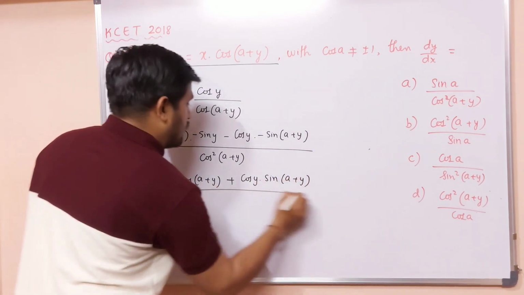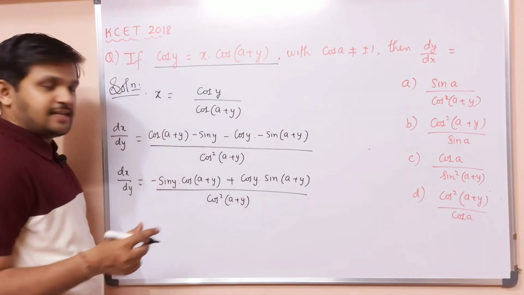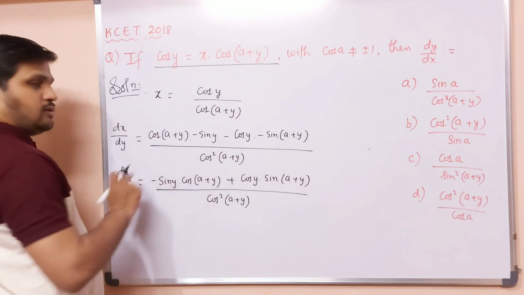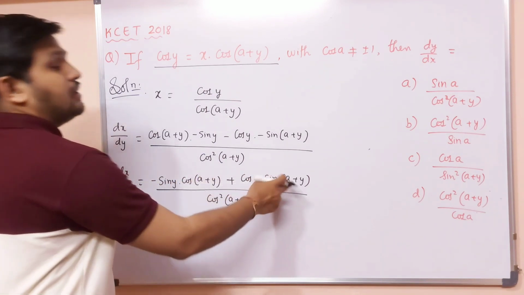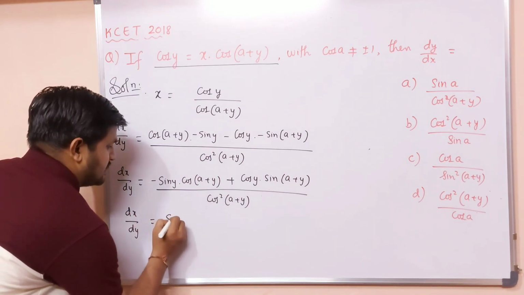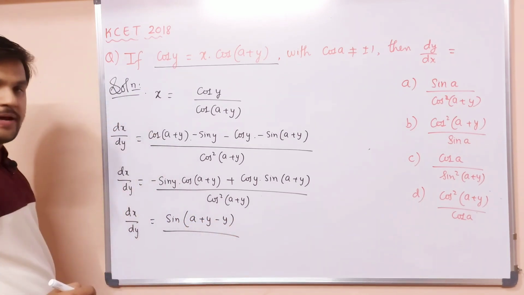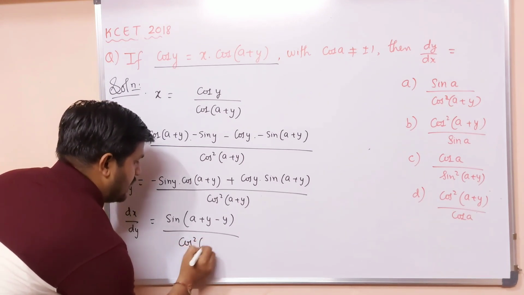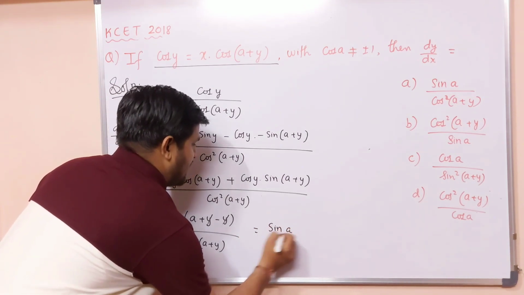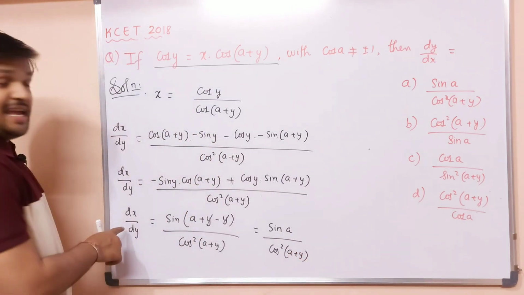So for the numerator, which formula we need to apply, that you need to know. So look, this is sin x into cos y minus cos x into sin y. So we know that it is sin of x minus y. So dx by dy is nothing but sin of, what is x here? A plus y minus y divided by cos square of a plus y. So what happened? y and minus y will get cancelled. So it is sin a divided by cos square of a plus y. So this is dx by dy.